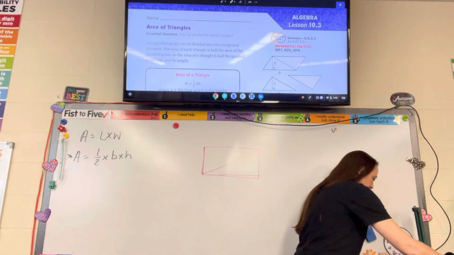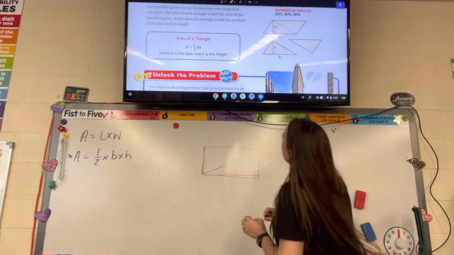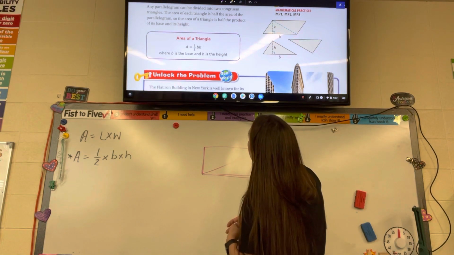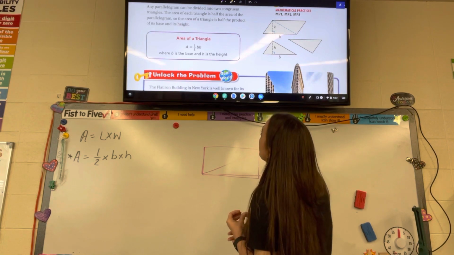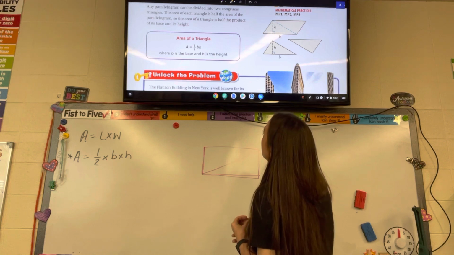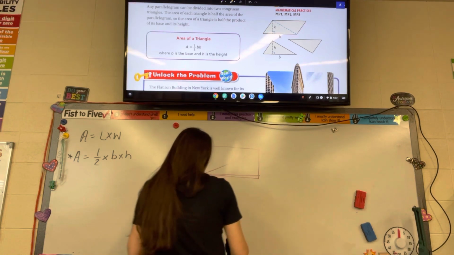So we're going to be using this formula today. It says any parallelogram can be divided into two congruent triangles. The area of each triangle is half the area of the parallelogram. So the area of the triangle is half the product of its base and height.